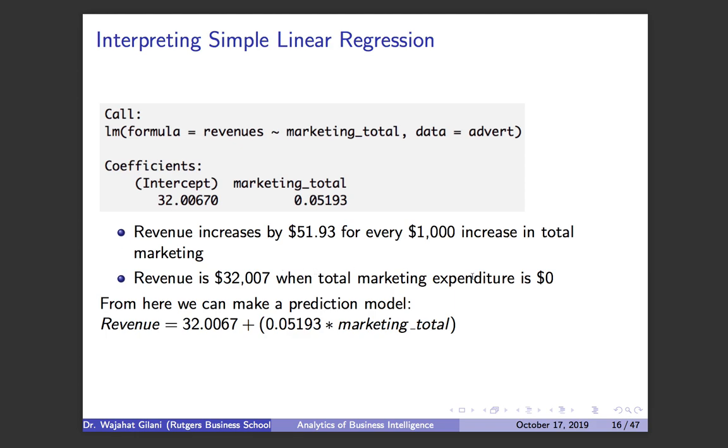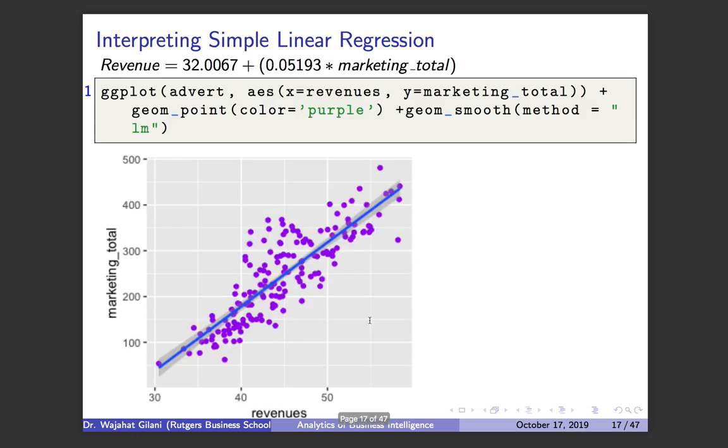When the marketing expenditure is 0, like I said in the slide before, if you spend no money on marketing, then the revenue will be $32,000. That is what the model is implying. From here, given this, we can start making a prediction. This is my model right here. If I break it down, here's the intercept, here's the coefficient. If I put some hypothetical marketing total in there, I can now predict the amount of revenue.